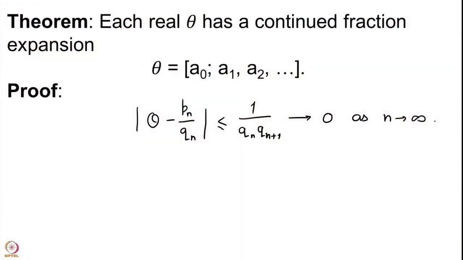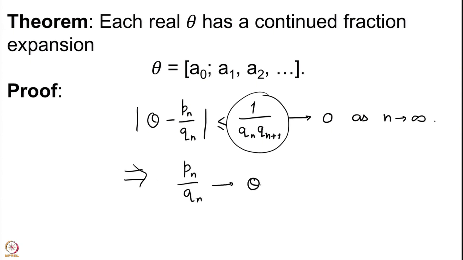So, if you have a sequence of real numbers going to infinity, it really means that given any integer, let us say any natural number, there are only finitely many terms of that sequence less than or equal to that integer. Therefore, these Qn, Qn plus 1 are going to be going to infinity. The product will also naturally go to infinity, and therefore, the 1 upon Qn, Qn plus 1 goes to 0 as n goes to infinity, which means that Pn upon Qn converges to the real number theta. So, the convergents that we get by cutting this continued fraction expansion at the nth stage do actually converge to our real number theta.